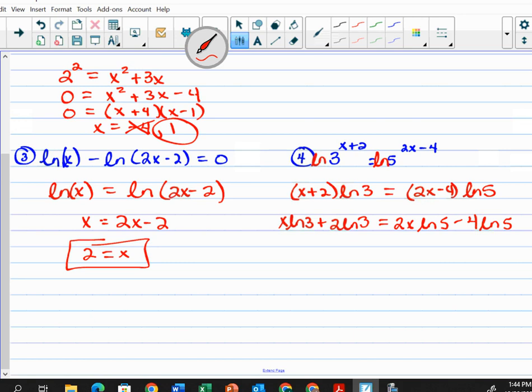Okay. All right, since we're solving for x, I need the x's on one side. So I'm going to leave x natural log of 3 here and bring over this 2x natural log of 5. And on the other side, I'll leave the negative 4 natural log of 5 there, and I'll subtract from it my 2 natural log of 3. So that step is strictly just moving stuff around. All right, then again, what are we solving for? X. What can I factor out of the left? X. Convenient.